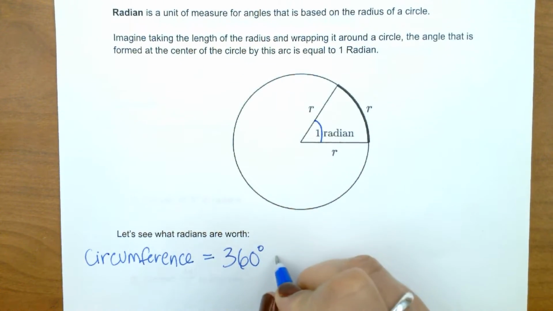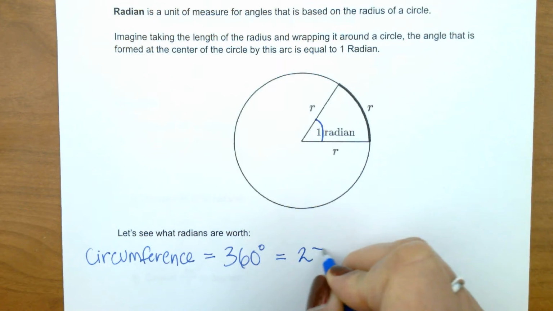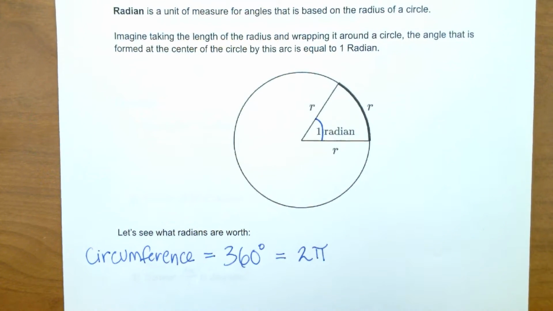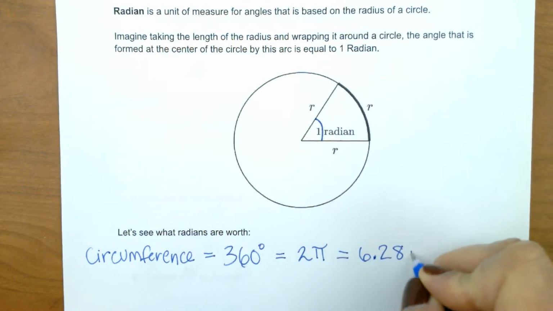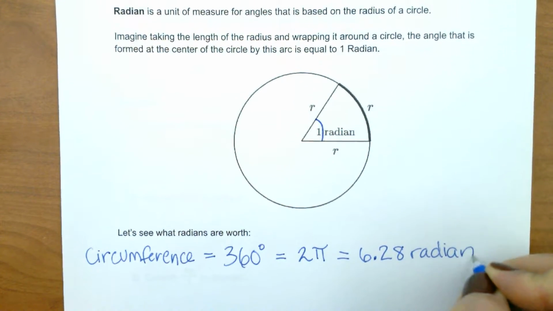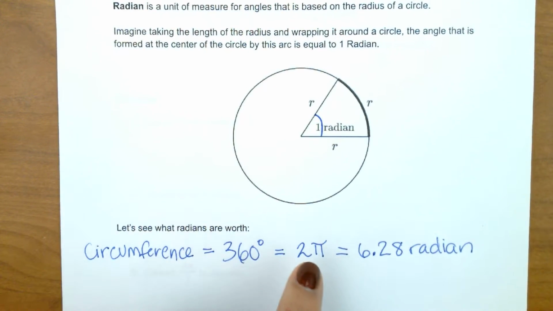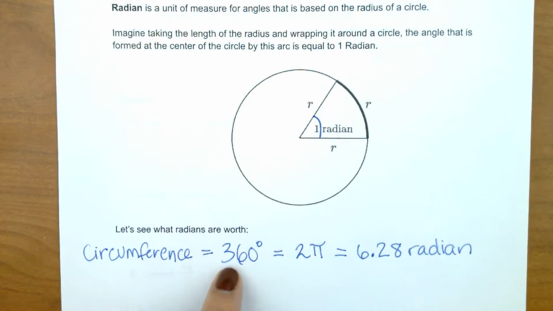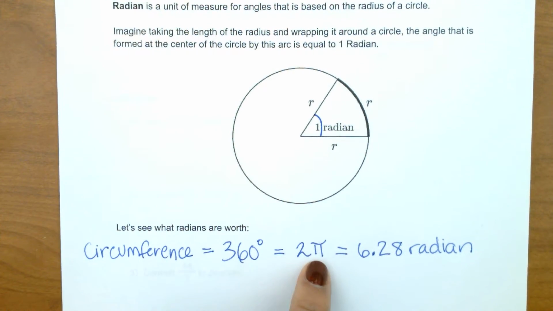Perfect. Now, how many pi radians is that? Well, 360 degrees is 2 pi radians. What's that in decimal? That means it's 6.28 radians in decimal radians. So instead of saying degrees, we're going to start to represent in pies or in decimal radians. So 360 degrees is 2 pi, which if you just multiply 2 times 3.14, we get 6.28.